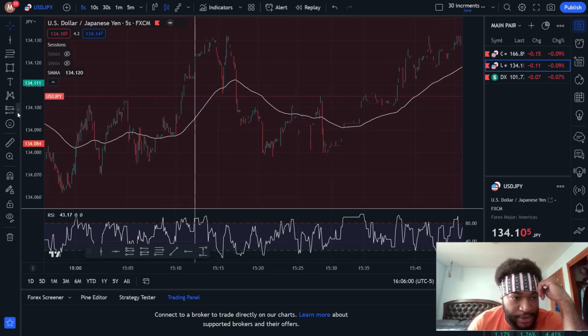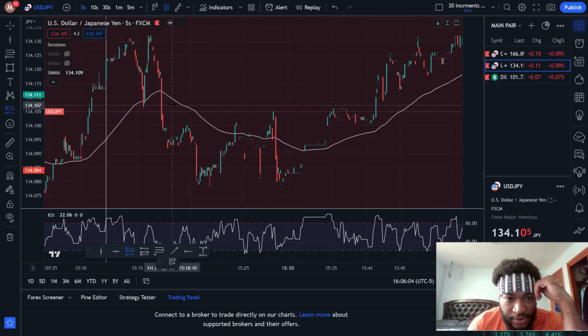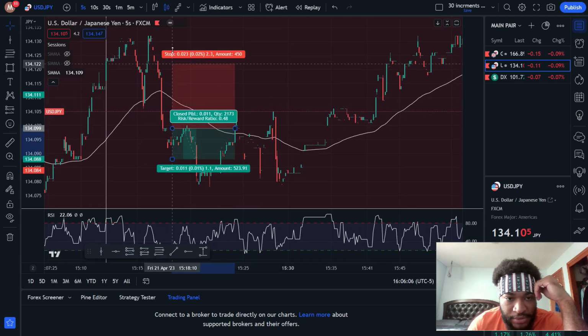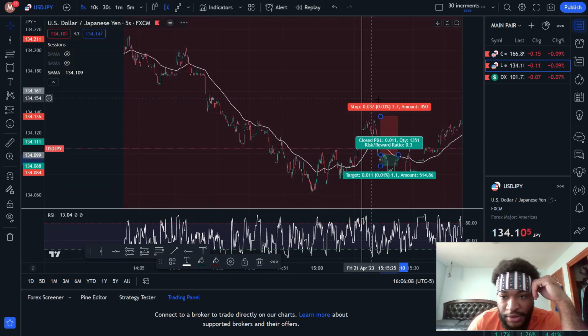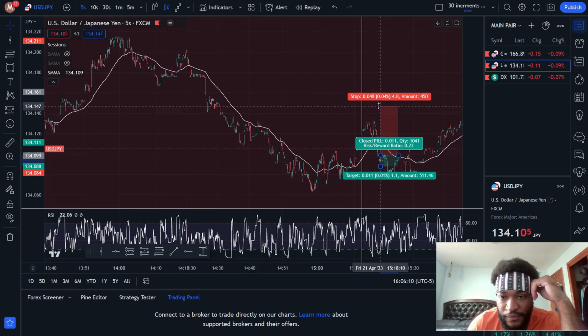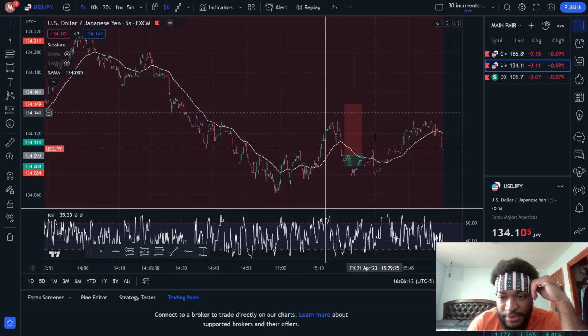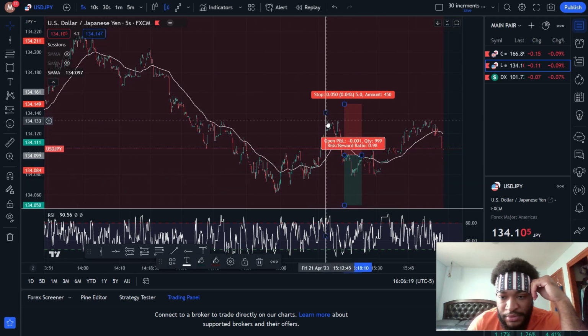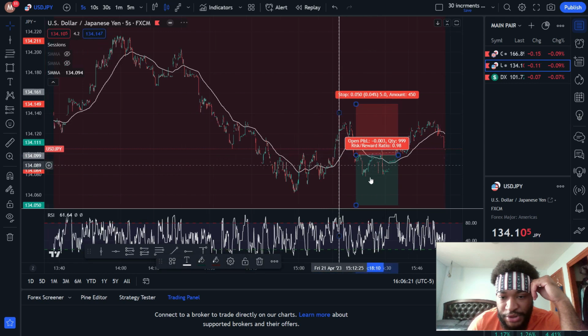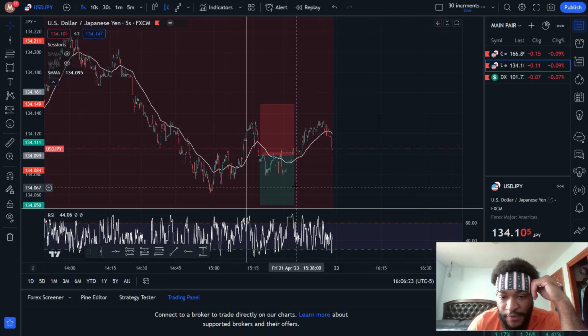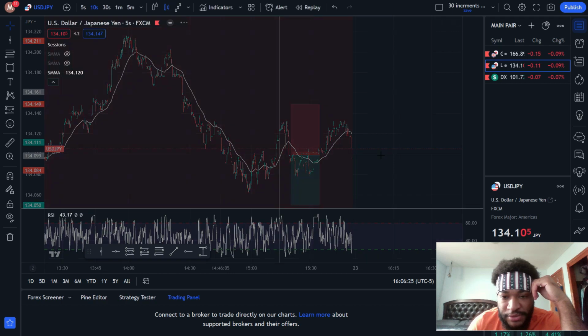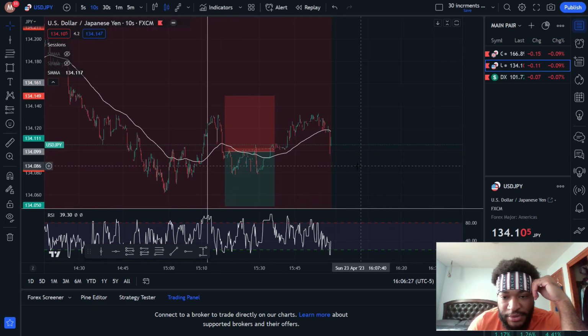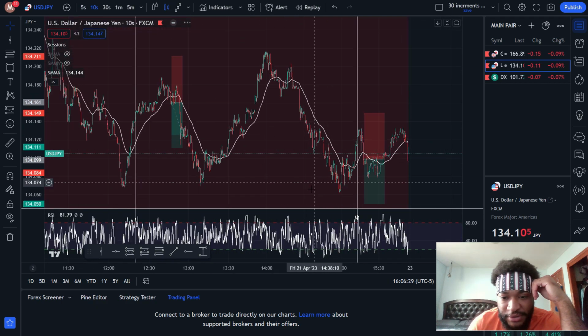But yeah, here, 5 pips. Okay, so this is an interesting trade right here because this is still valid. The trade is still valid.